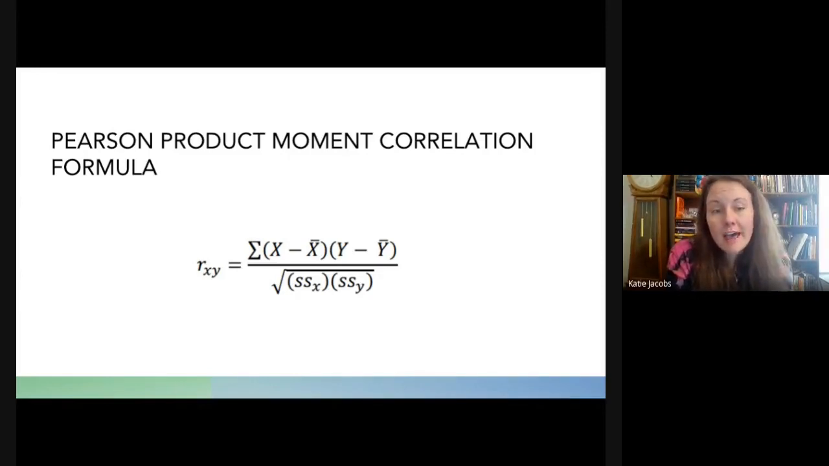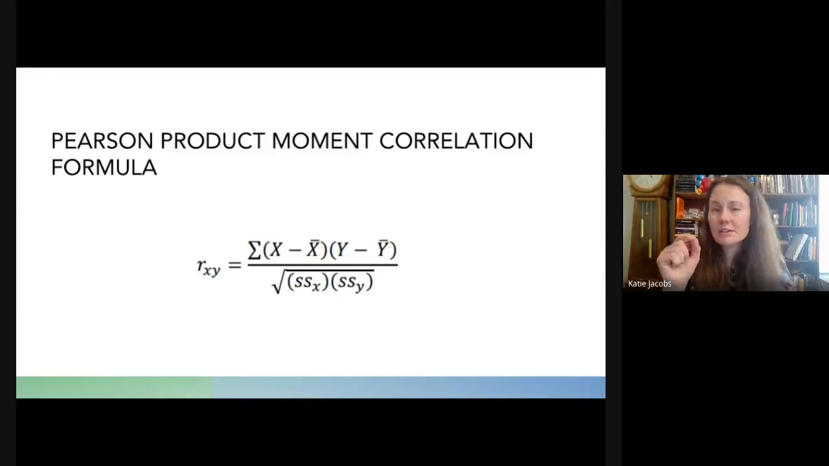And then we're going to divide that by the square root of the sum of squares of x times the sum of squares of y. So if you go back and you remember when we were first learning to calculate standard deviation back in week 3, we learned how to calculate those sum of squares. So you should already have the symbol in your handy dandy symbol sheet. If not, you're going to want to go ahead and put that there now.